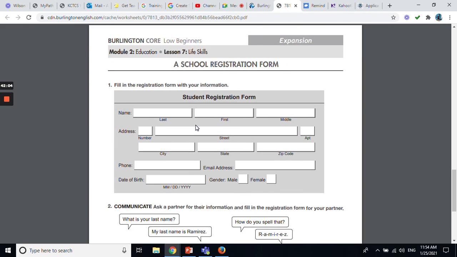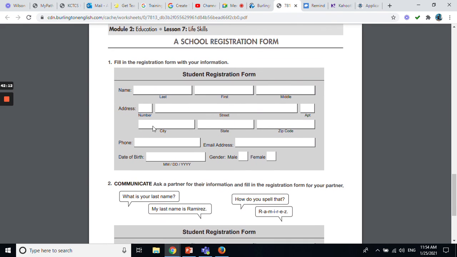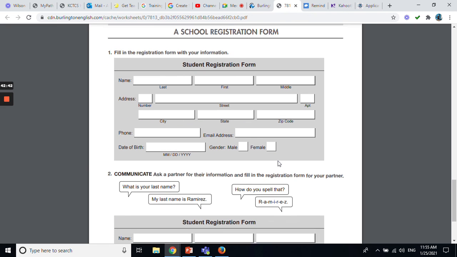And then there is a form, a school registration form. You will need to fill out this form with your information, okay? So on this part, for example, name, you will write your last name, your first name, and your middle name if you have it. If you don't have a middle name, you just leave it blank, okay? Then you move on to the address, the phone number, date of birth, and then you check if you are male or female, okay?